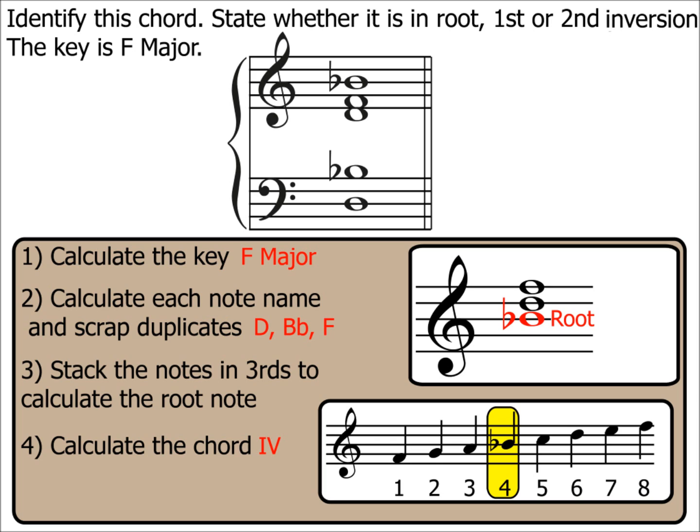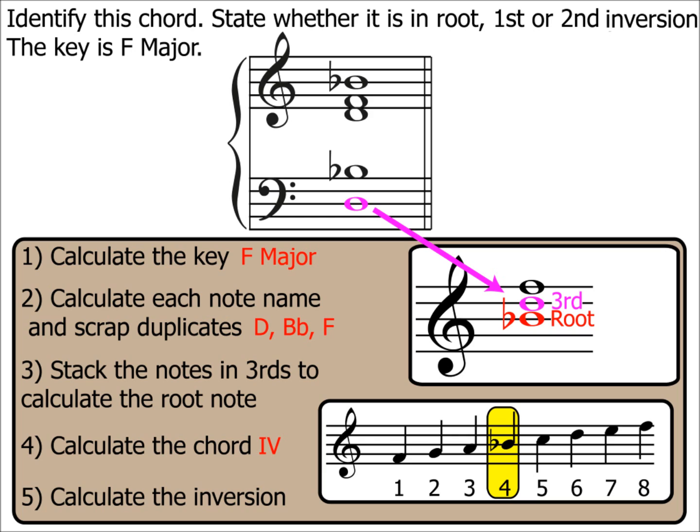Now, we haven't quite finished. Although we've worked out that this is chord 4, the question clearly asks us to also work out the inversion, so there's just one more step to take. Step 5, calculate the inversion. Have another look at the chord in question. All we need to do is identify the note in the bass, which I've highlighted pink. It's the note D. Looking back at our chord, which we stacked in thirds, we can see that the D is the third of the chord.